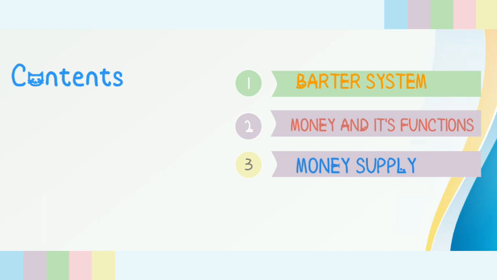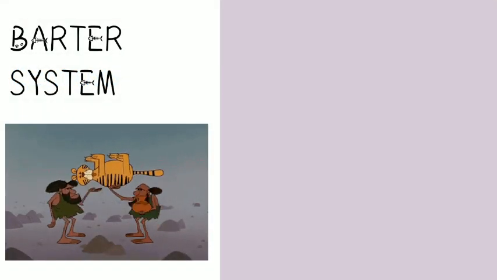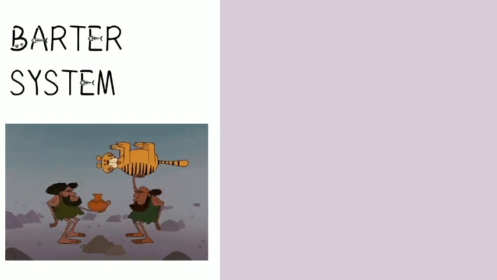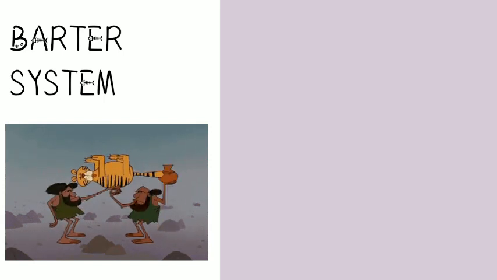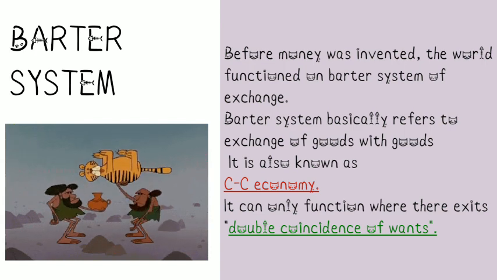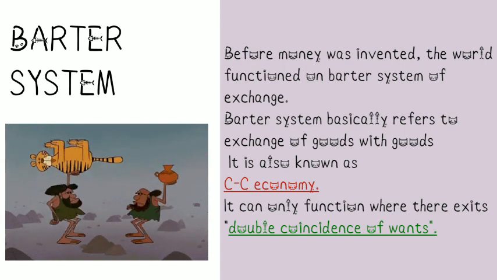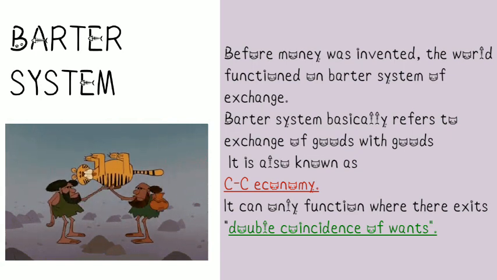So let's start. So what is actually a barter system? You all must have studied that when we exchange goods with goods, it is called barter exchange. Like you can see it on your screen, the two gentlemen are exchanging their goods with each other. So, in simple terms, it is a process where goods are exchanged or traded with goods. This is why an economy where barter exchange takes place is also called a C2C economy.